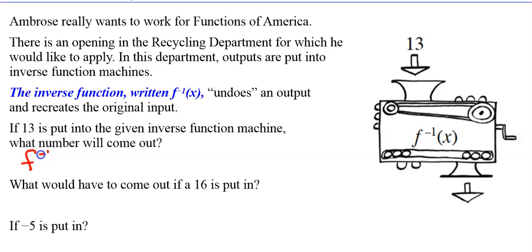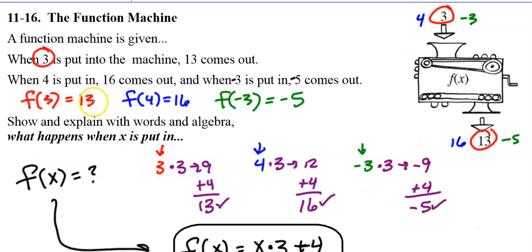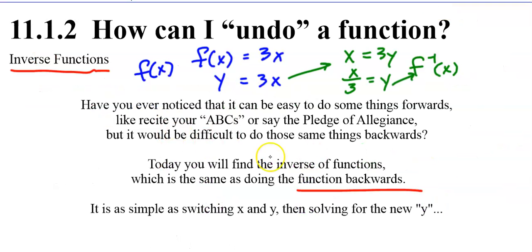so if we were to work this function machine backwards, the inverse function of f of x, if we actually put 13 in, and this is working backwards then, it's almost like putting the number in here and it shoots out the top. What's the backwards math that happens? That's what this means. So we have f inverse of 13. That's going to give us what we should have gotten in the first place, which is very simply 3. So the f inverse of 13 will give us 3.